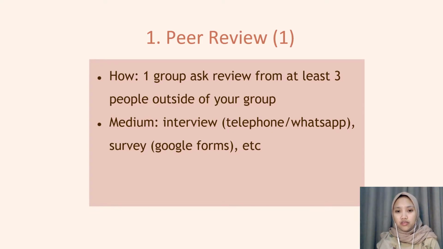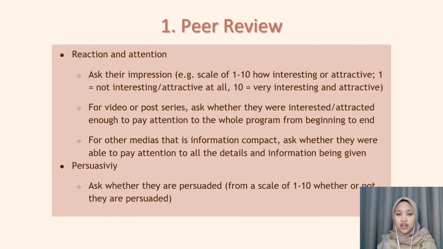In the peer review, you will ask at least 3 members of other groups to evaluate your design. You can ask them through various mediums. You can ask them by telephone, or you can WhatsApp them, or you can make a simple survey and give the link to them. There are two aspects to the peer review. The first is reaction and attention, and the second is persuasivity.